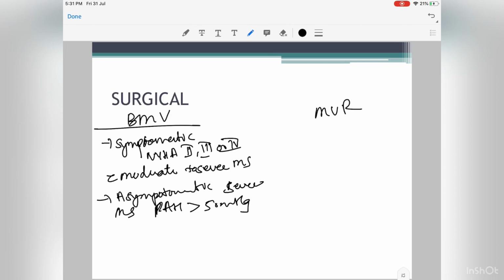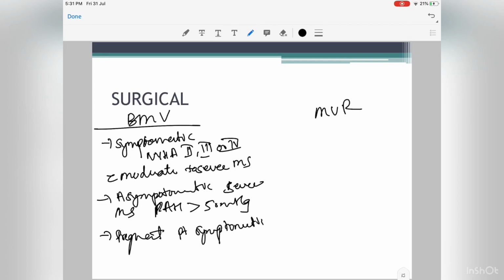Apart from this, another indication is a pregnant patient who becomes symptomatic with moderate MS. Pregnant symptomatic patient, then balloon mitral valvotomy is indicated. Generally, mitral stenosis recurs after about 3 to 4 years of balloon mitral valvotomy. These patients require procedures like repeat balloon mitral valvotomy, or sometimes closed mitral valvotomy, or maybe mitral valve replacement.